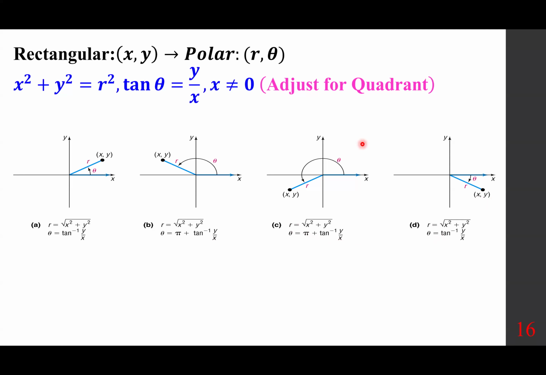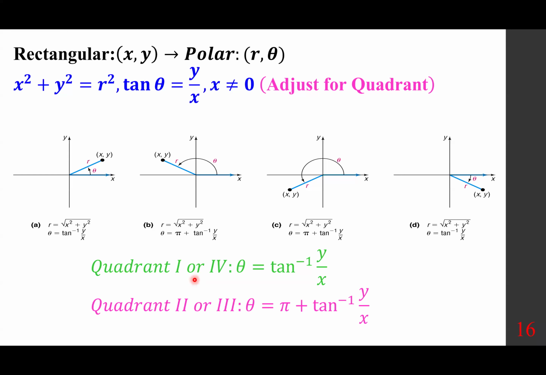And again, remember the first quadrant and the third quadrant tangent is positive, right? So quadrant 1 or 4, tan inverse of y over x. And quadrant 2 or 3, tan inverse of y over x, we need to add pi. That's the idea, okay? So it's pretty straightforward, everybody. We are going to move on. So remember that.